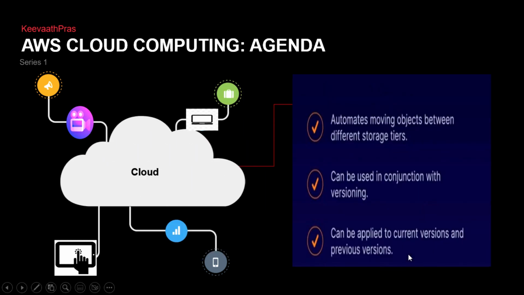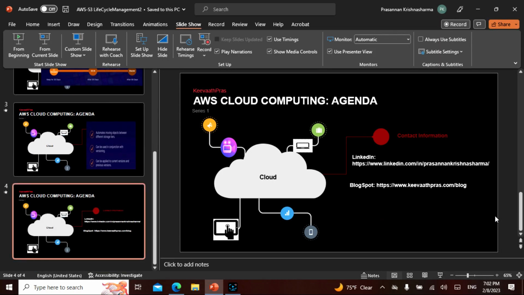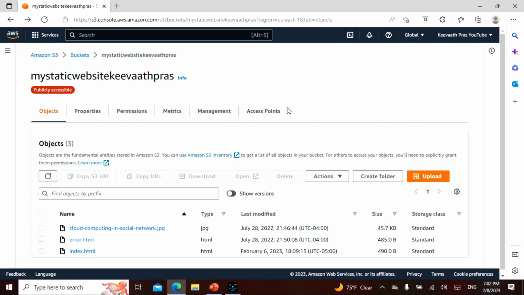So where does lifecycle management come into the picture? It automates moving objects between different storage tiers, so that you need not do it manually. If you just have a rough idea of how your data is going to behave, you can do that. This is the main concept of lifecycle management. It can be used in conjunction with versioning, no problem, and it can be applied to the current as well as the previous versions. I don't have much theory here, so let's get into how we can do this.